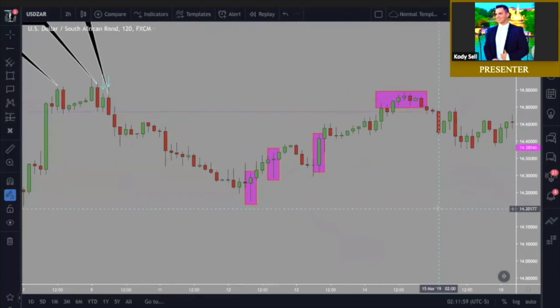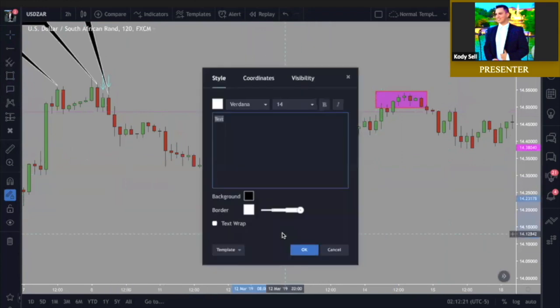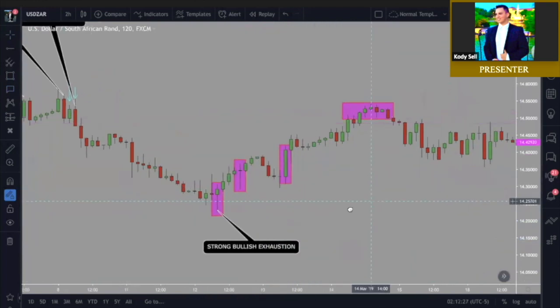But understand the concept. The concept is to read the price action and what it's telling you. This right here was not only a bullish exhaustion, it was one of the stronger bullish exhaustions because price closed higher than it opened, creating a bullish candlestick, a green candlestick. So that was a strong bullish exhaustion indicator right there. So let's go ahead and label this strong bullish exhaustion.